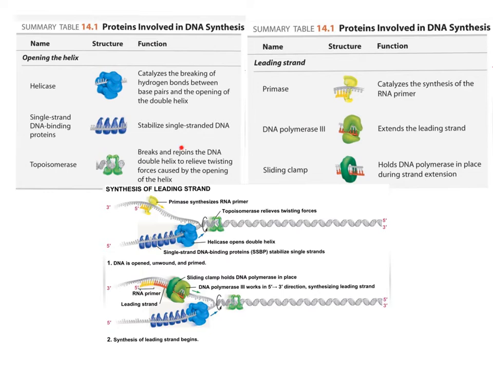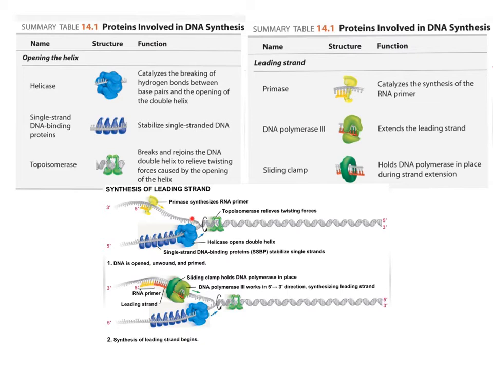Let's start with topoisomerase, because topoisomerase is going to attach first, and it's going to break and rejoin the double helix to relieve the torsion force on the molecule, because the molecule has to be untwisted and opened up in order for copying to begin. So topoisomerase is going to start to open up the DNA by breaking and rejoining. Really, it's the backbone of the molecule that it's working on.